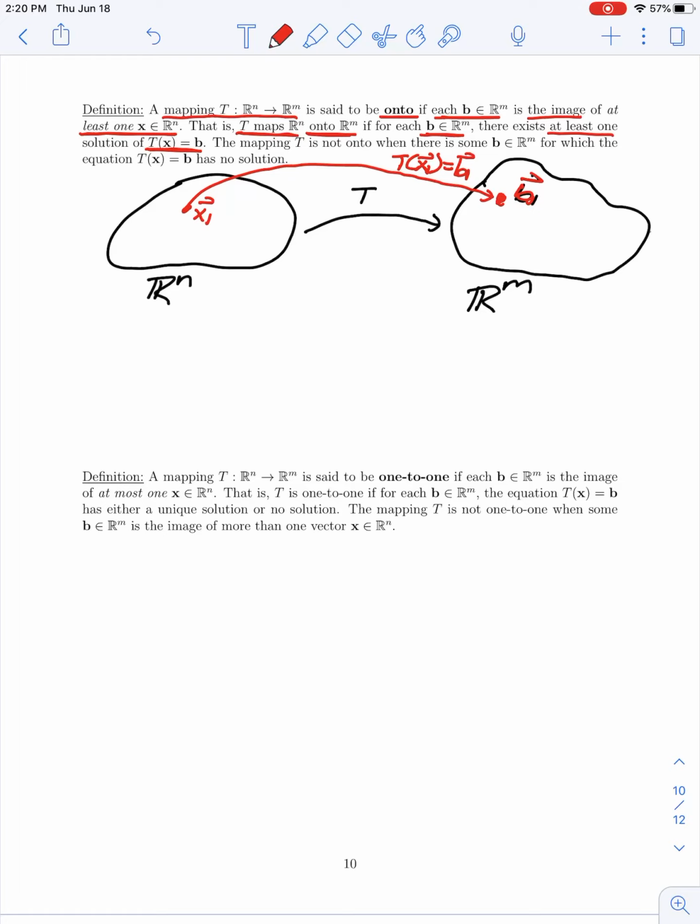And if we can do this for every vector in the codomain, so let's say for any choice, maybe if I choose another vector, b2, I can think of b2 as the image of some vector x2, so that T of x2 is equal to b2. Then this is an example of an onto mapping. That is, if I hit every single vector in the codomain as the image of some vector in the domain, then it is an onto mapping.